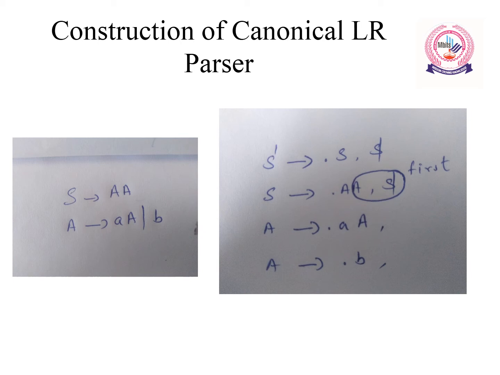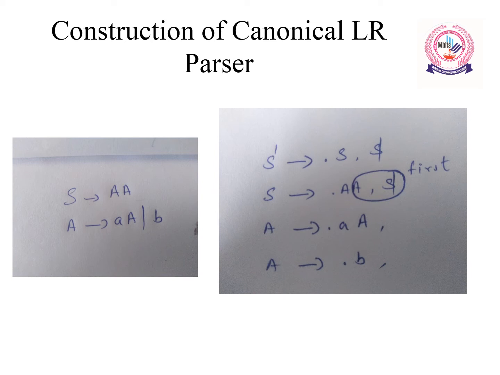Since this dot S comes, according to the closure property, S can be written as dot AA. According to the closure property of dot A, A can be written as dot AA and A can be written as dot B. Then we already discussed how this dollar comes, because it is the first of this dollar, so first of dollar is dollar itself. We need to identify the lookahead for both these productions of A. In order to identify the lookahead, we look at where this production comes from: according to the closure property of this dot AA.